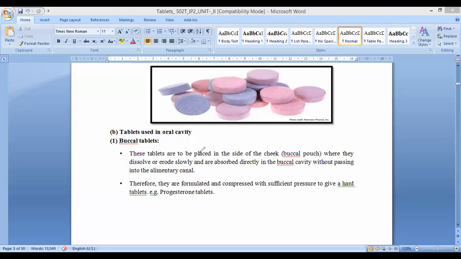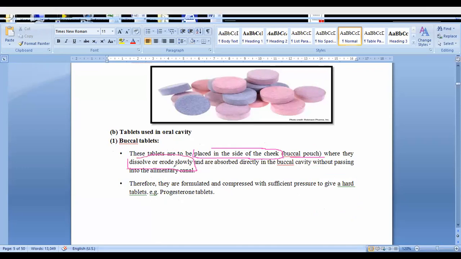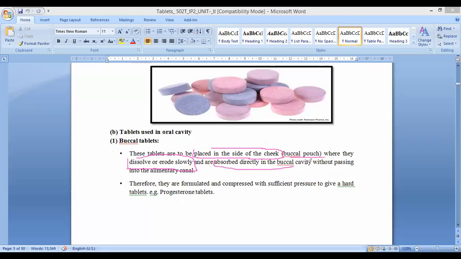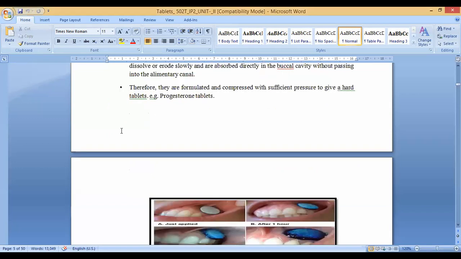These are the tablets which are going to be placed inside the cheek, that is the buccal pouch, where they dissolve or erode slowly and are absorbed directly into the buccal cavity without passing into the alimentary canal. They are formulated in such a way that the compression is sufficient to make the tablet hard enough. The example is progesterone tablets.